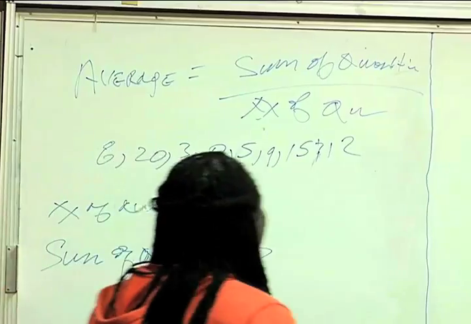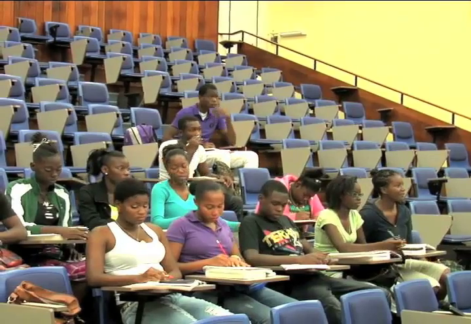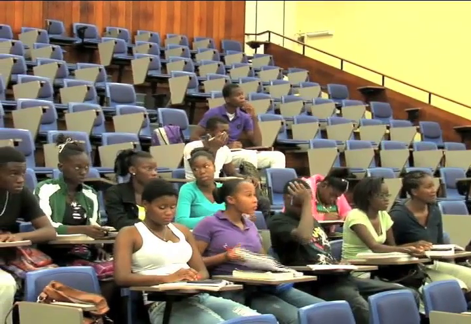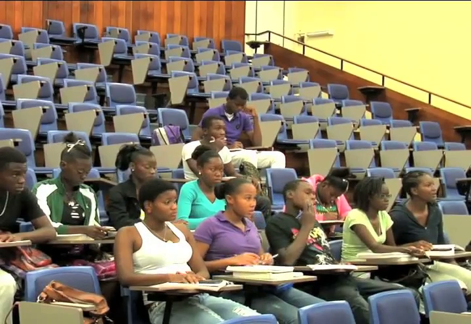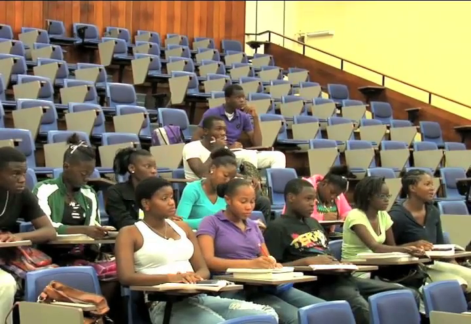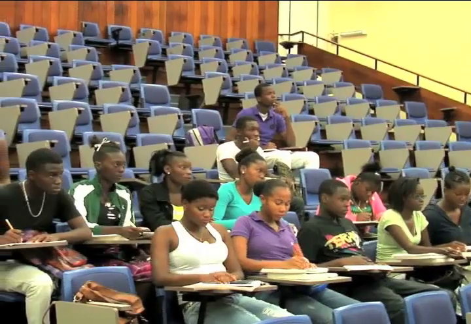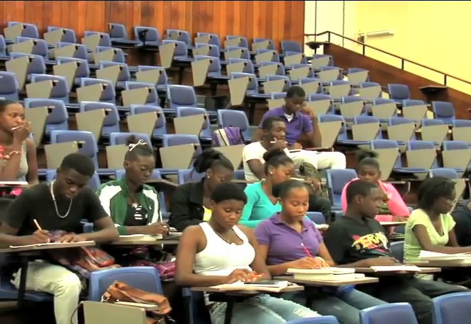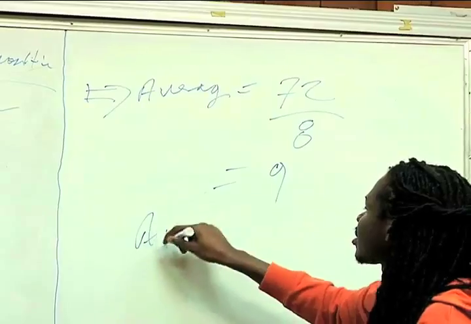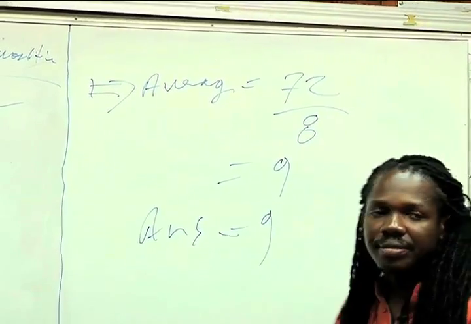72? Alright, good. So that implies that average equals what? 72 over 8 equals 9. So that's simple.